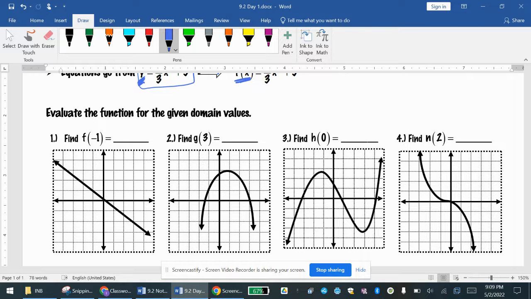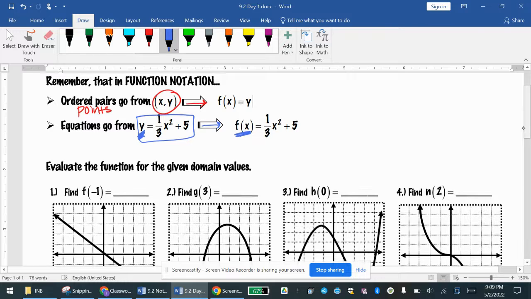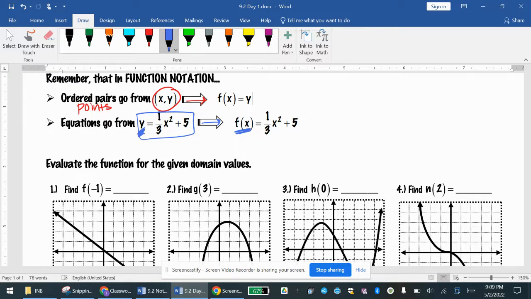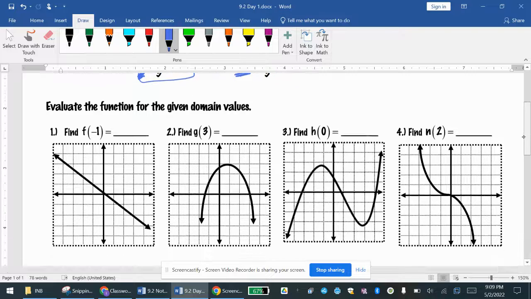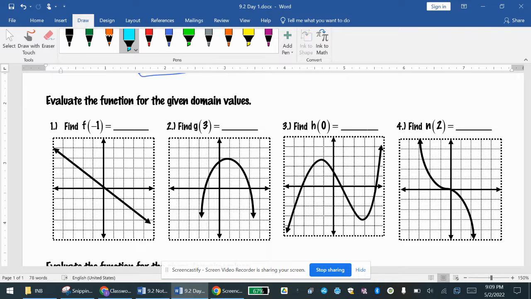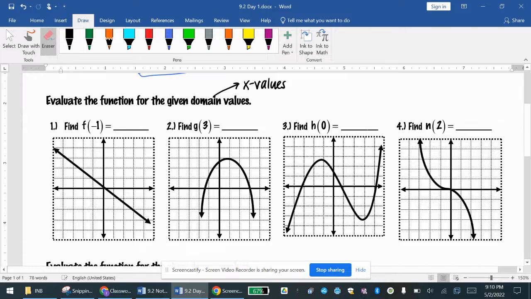All right, so quick reminder, what I just mentioned up here, lo que dije aquí, que los puntos, the points, instead of written x comma y, you write them as f of x equals y. Okay, so los puntos en vez de ser x, y, se escriben f de x igual a y. So what this means, for example 1, where it says evaluate the function for the given domain values. Remember that domain has to do with x values. El domain tiene que ver con los valores de x. Okay. Quiere decir que nos han dado, they've given us the domain values. Okay. So the value here is an x value.